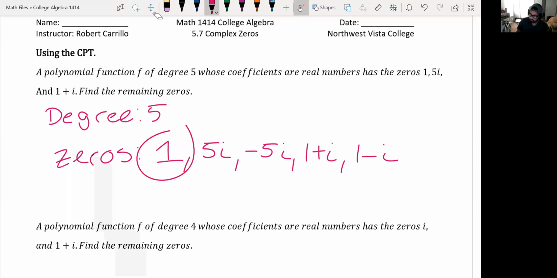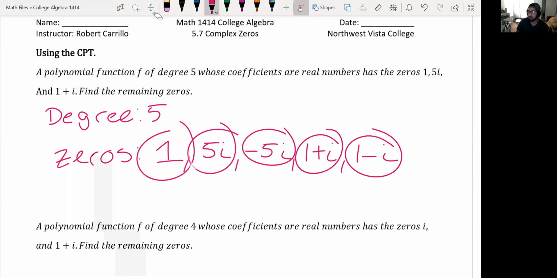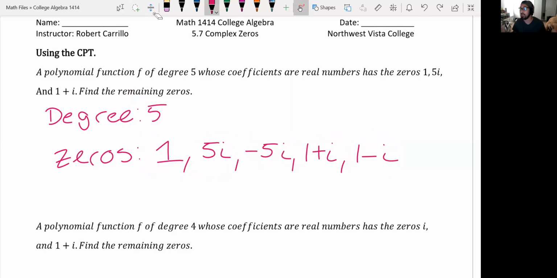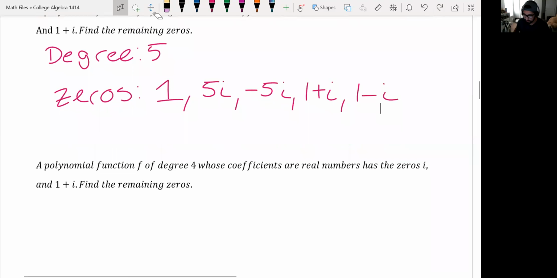And that's it. There's our zeros. 1, 2, 3, 4, 5. Just like it says, degree 5, 5 zeros, which is odd. And it just shows that we have one real 0 and the rest are complex. Okay, that's how the conjugate pairs theorem works. And it will help us out later on when we start using synthetic division to break the polynomials down.